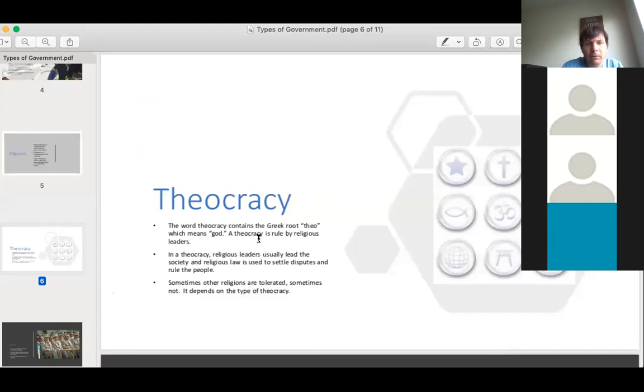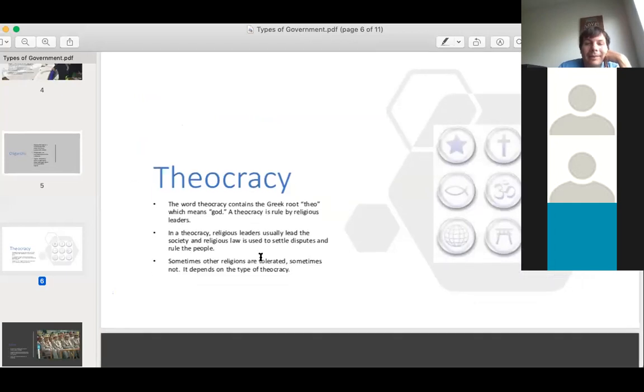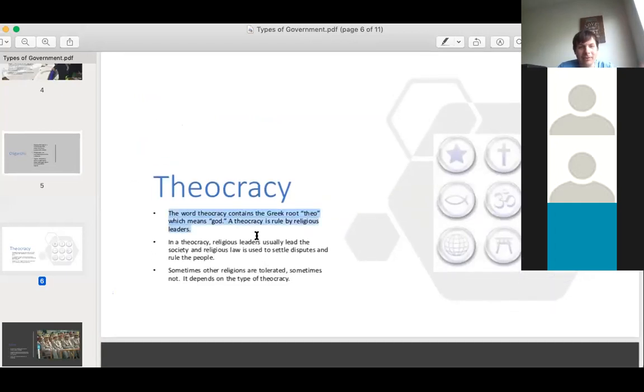Can you read what it says about theocracy? The word theocracy contains the Greek root theo, which means God. A theocracy is ruled by religious leaders. Keep going. In a theocracy, religious leaders usually lead the society, and religious law is used to settle disputes and rule the people. Sometimes other religions are tolerated, sometimes not. Okay.